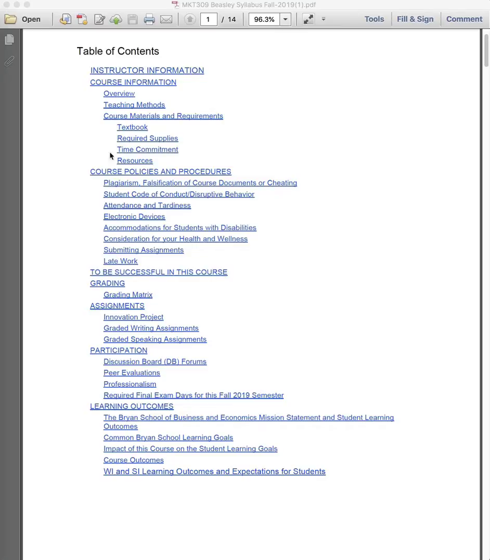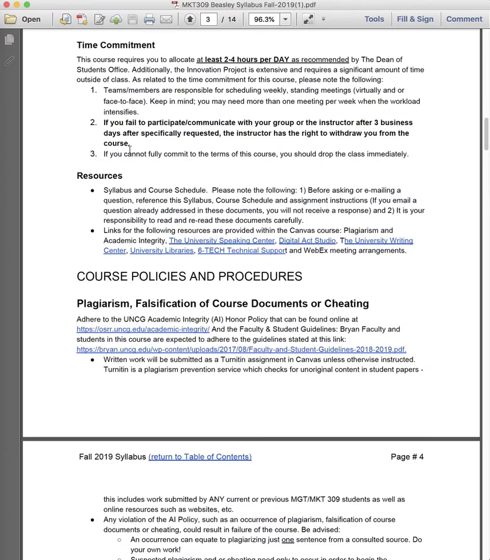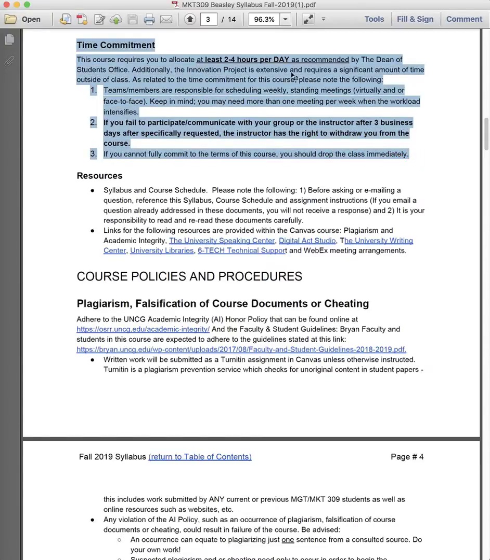Because this course is speaking intensive, writing intensive, and innovation intensive, and has a group project that you are working on throughout the entire semester, there is a time commitment that you must make for this course. The Dean of Students office suggests 2 to 4 hours per day are needed for this course. If you fail to participate or communicate with your group, or the instructor, myself, after 3 business days, then I do have the right to withdraw you from the course. So you do need to be engaged and participate with your group and your instructor for this. Okay?